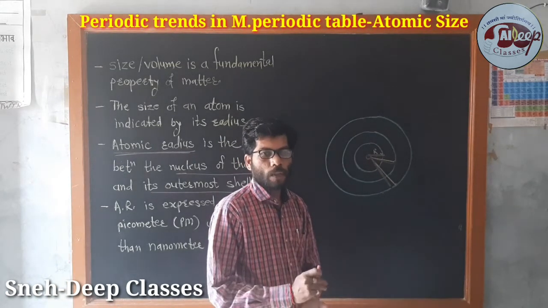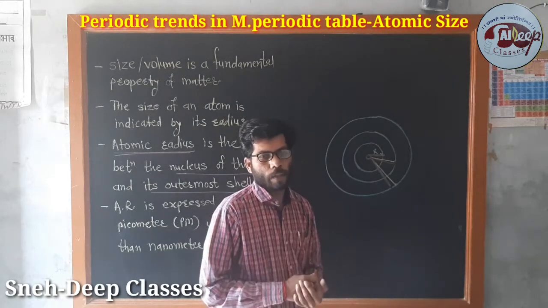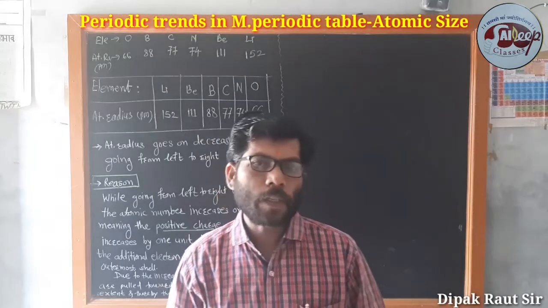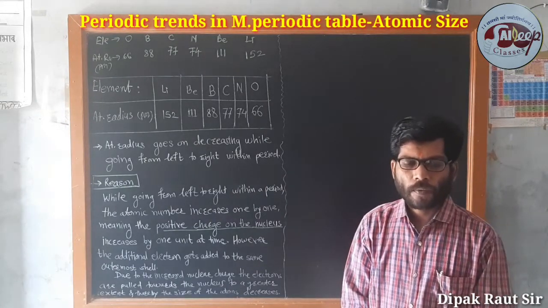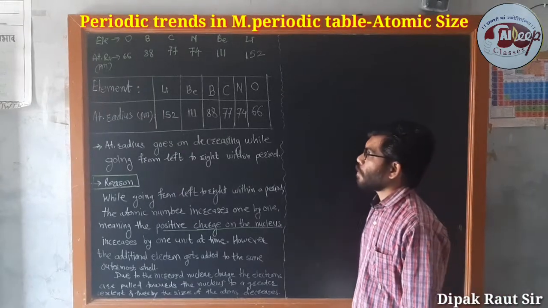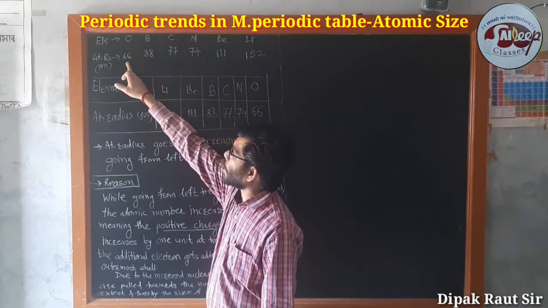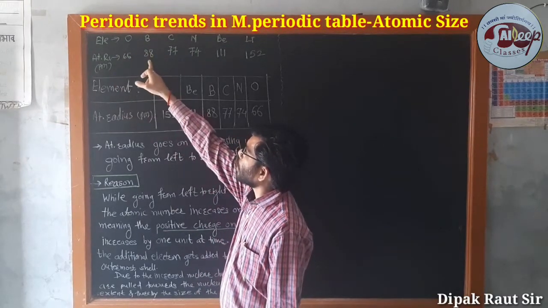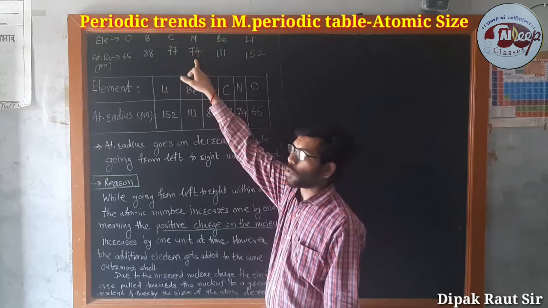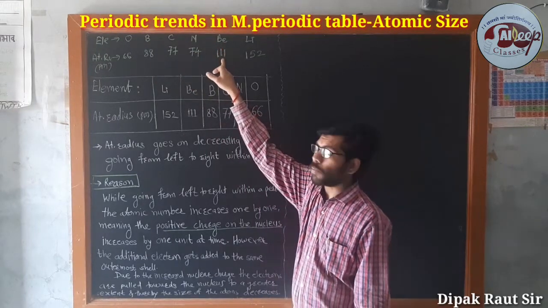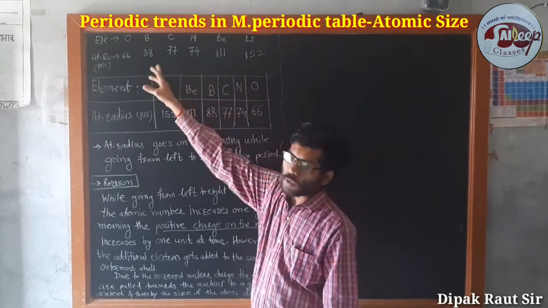Okay, now we see some examples period wise and some examples group wise. Now we'll take the example of a period and compare the atomic size. Okay, students, we take the example: oxygen having atomic radius 66 picometer, boron 88 picometer, carbon 77 picometer, nitrogen 74 picometer, beryllium 111 picometer, lithium 152 picometer. These are the examples in one period.